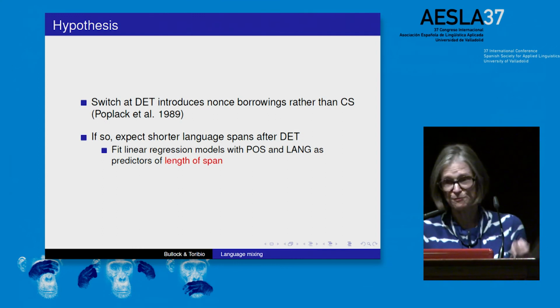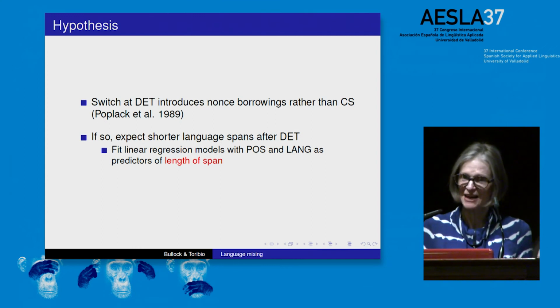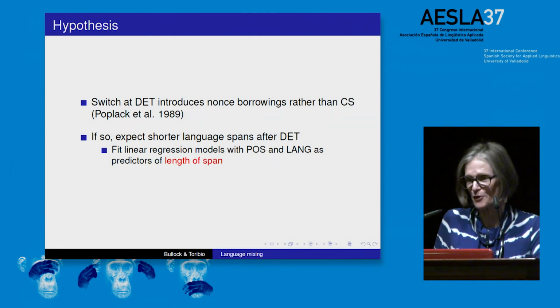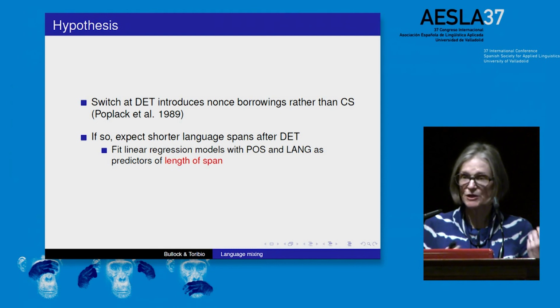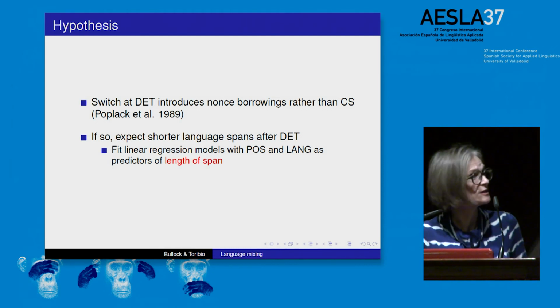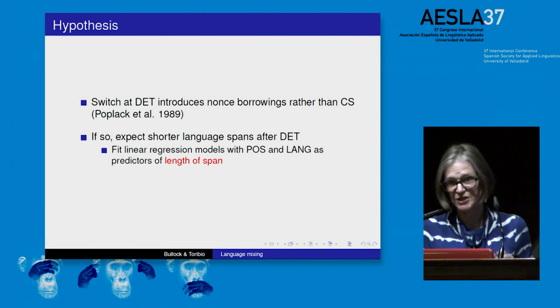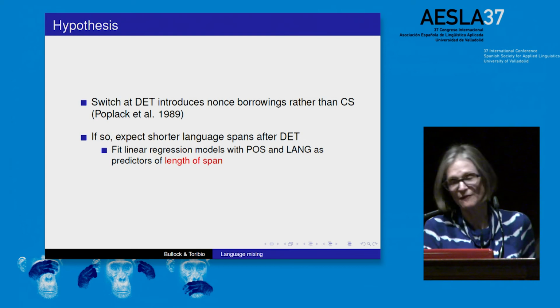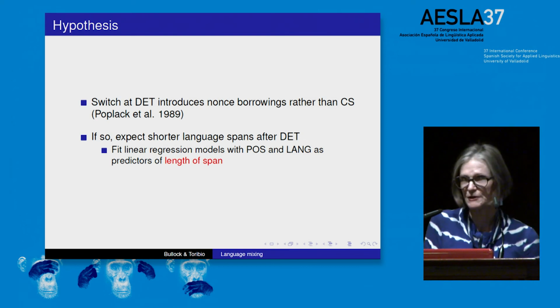So if nouns are borrowed, then spans after determiner should be short because you're just borrowing a single noun, right? So we can use the span information that we have to see if this is the case across these corpora. So we fit a linear regression: how long is the span after each part of speech?